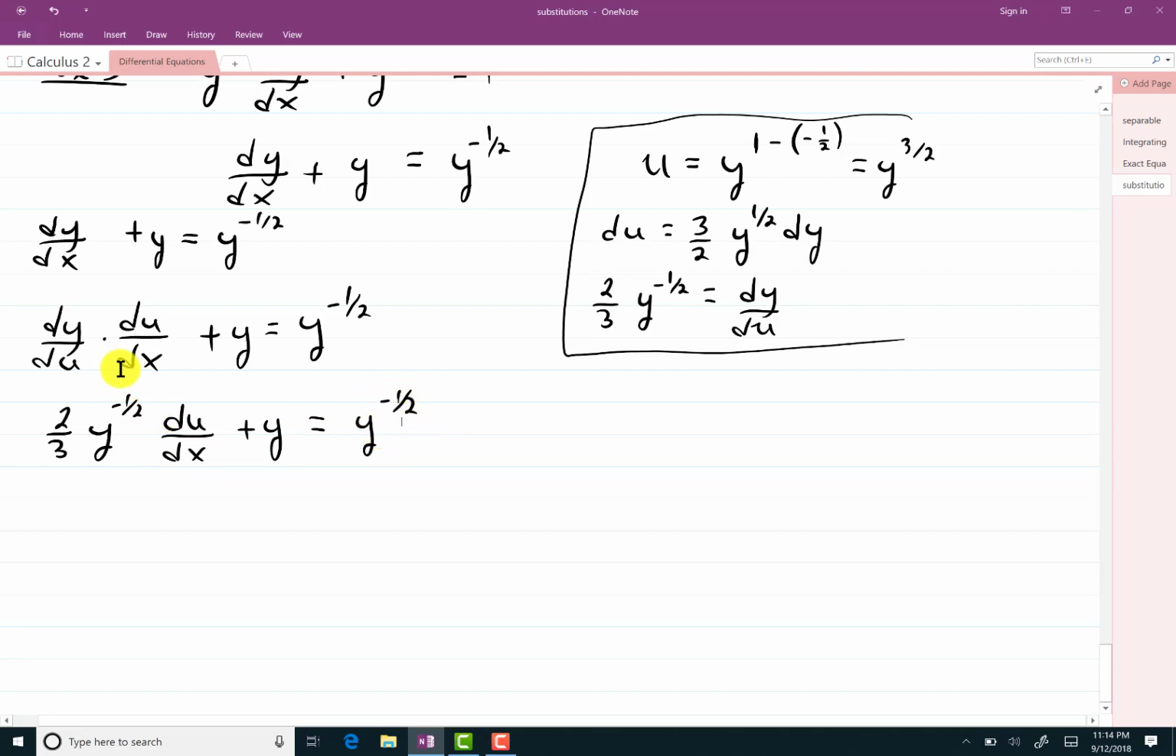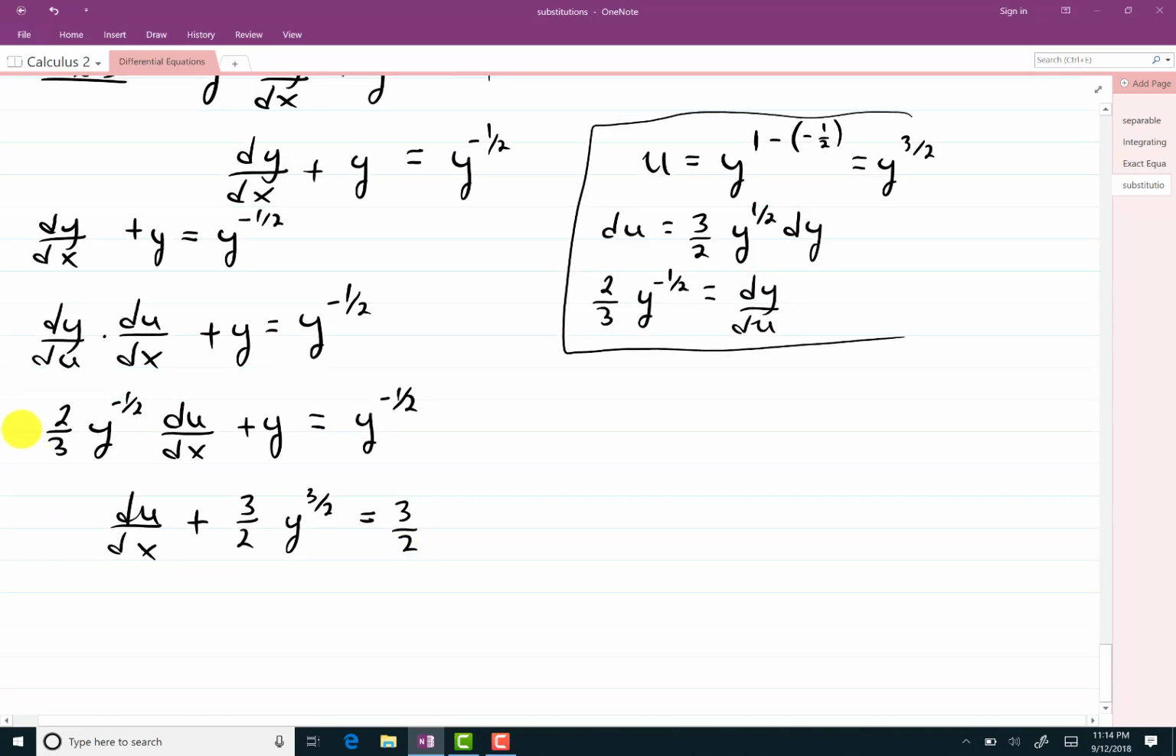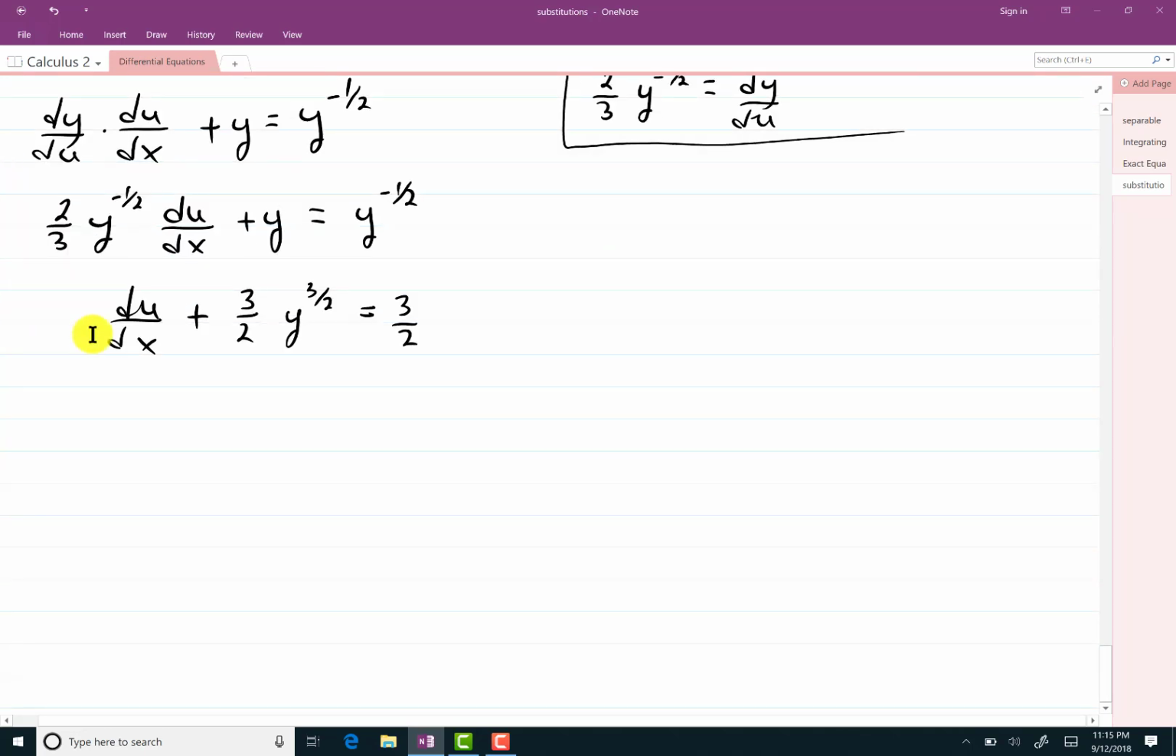You can see that the y to the negative 1/2 is going to eliminate that one on the other side, and I'm going to divide by y to the negative 1/2 or multiply by y to the 1/2, whatever you want, and also multiply by 3/2. So I'll get du over dx plus 3/2 y to the 3/2, and that will equal 3/2. So now it's just like the ones we did before.